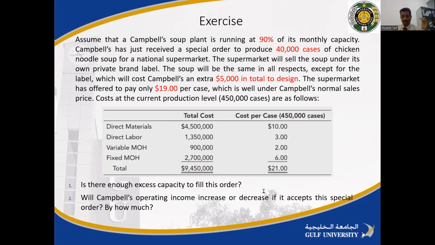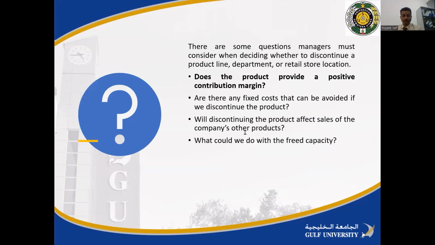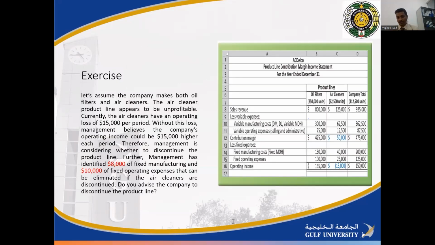So here there is some other decision regarding whether to discontinue a product or department or continue with it. Sometimes we have three production lines, two get profit and one gets loss, like in this exercise. So we have an exercise here.